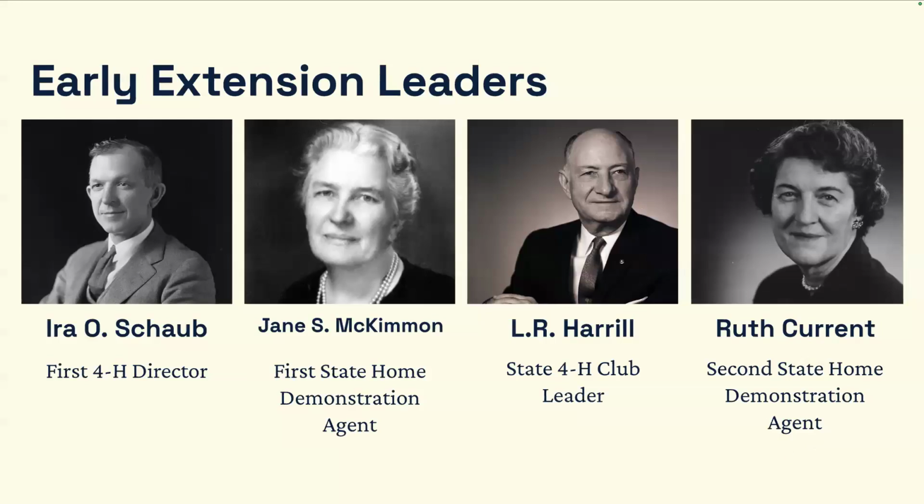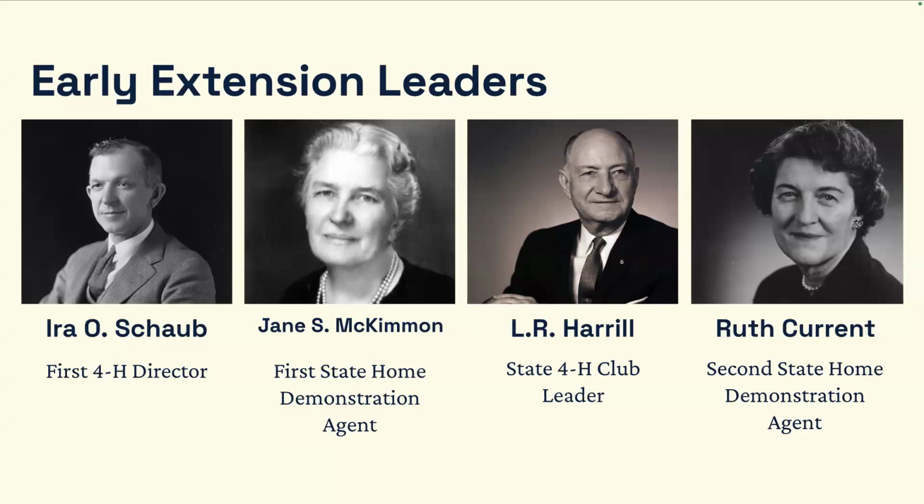So, I did want to go into a little bit more detail about some of the early extension leaders affiliated with NC State Extension. Ira O'Shaub was the first 4-H director for NC State Extension. He gained this title in 1909 by leading the Boys' Corn Clubs. He then went on to become Extension Director in 1924, a position which he held until the year of 1950. Then we have Jane Simpson McKimmon, who I've already mentioned, led the Girls' Tomato Clubs, and she became the first state home demonstration agent in 1911, a position she held until 1937.